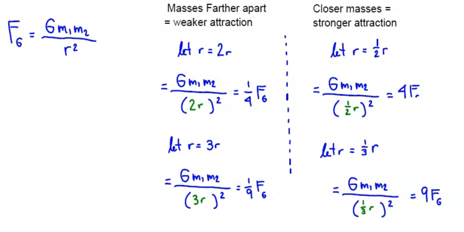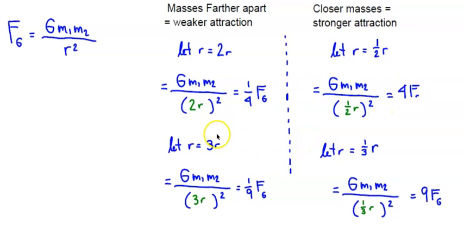Let's compare them side by side. If you started at a certain distance away from the center of the planet and you moved twice as far away, you've quartered the gravitational attraction. But if instead you moved closer by half the original distance, you have now quadrupled. So you see these are inverted to each other.